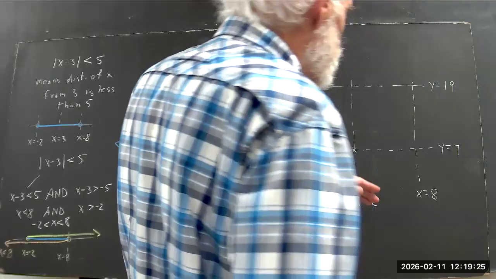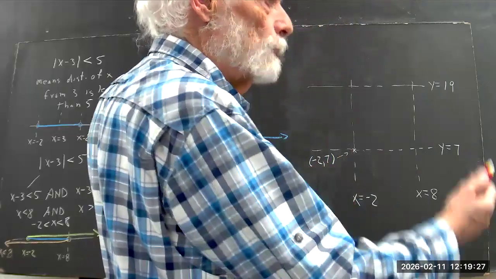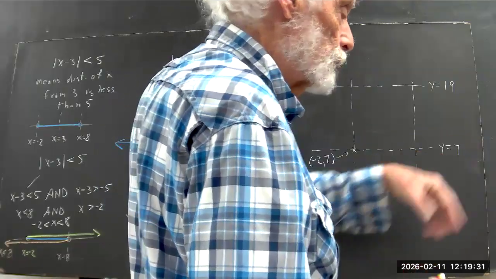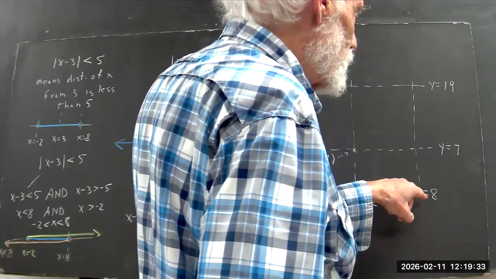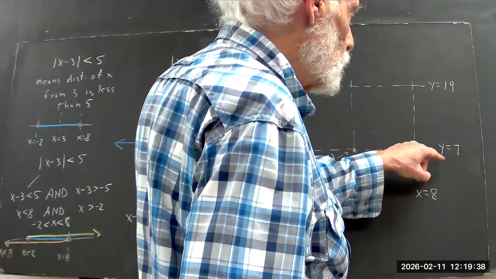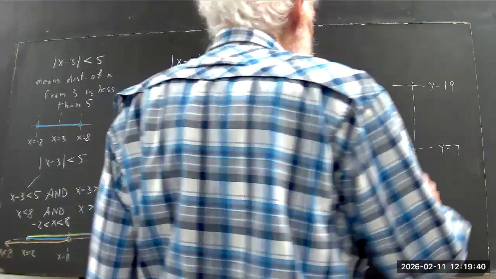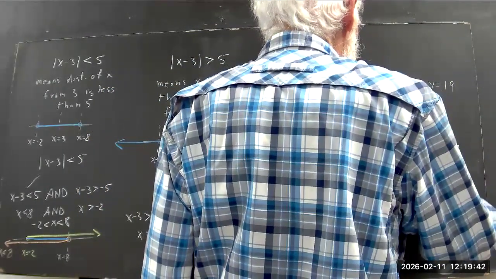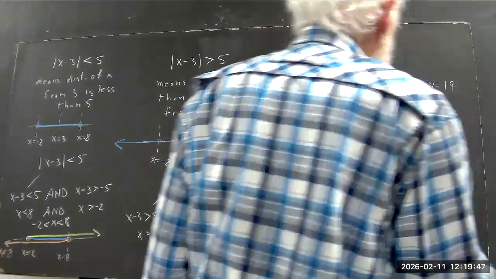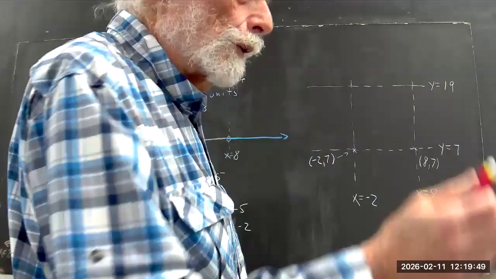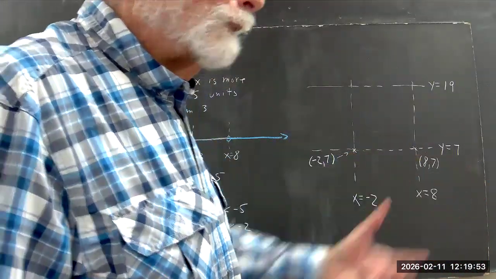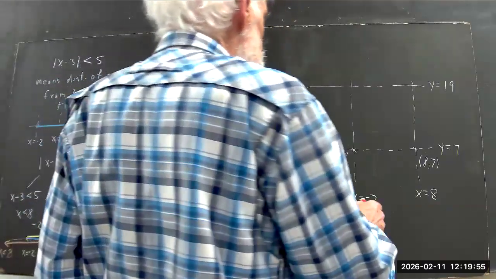Now, the rightmost of the two lines intersects the lower of the horizontal lines. Well, the rightmost vertical line is x equals 8, and the lower horizontal line is y equals 7. So we'll label that point 8, 7. Label the x coordinate first, then the y coordinate. These are called the coordinates of the point. Again, I imagine everybody's pretty familiar with this.